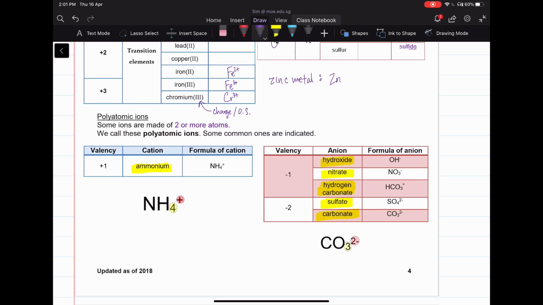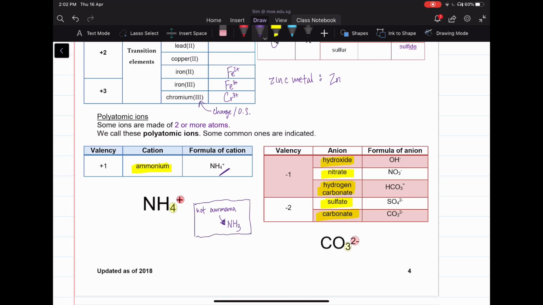So basically there's only one that is positive, and that's ammonium. Take note, ammonium is not ammonia. Ammonia is a covalent compound which is NH3. Ammonium is a cation, it's different. So just take note that there's a difference over here.